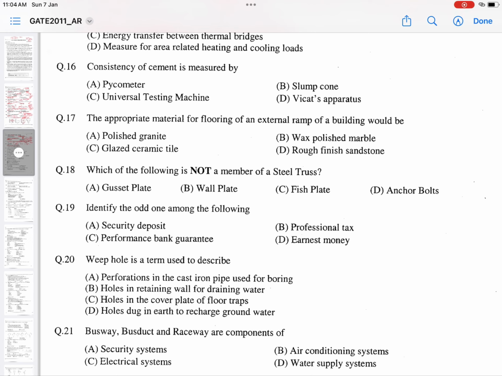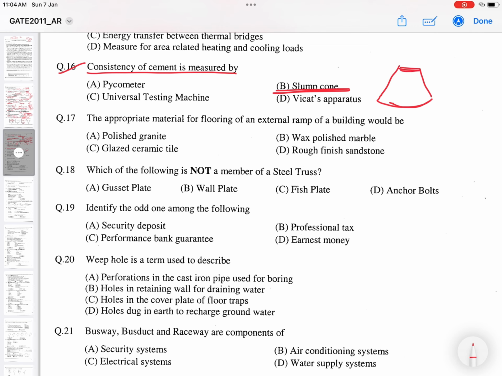Consistency of a cement is measured by. Consistency is measured by the slump cone test. What you do is, we have an inverted slump cone, where you put your cement, and when you remove that cone, you see how much the cement has spread out. That is the consistency test.